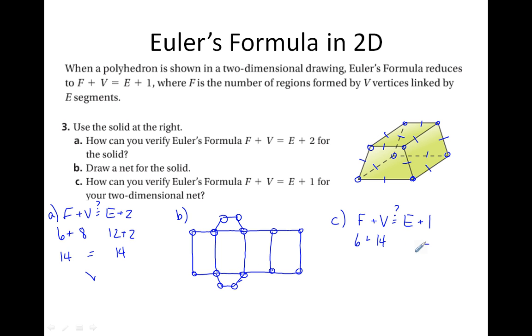All right, number of edges. 1, 2, 3, 4, 5, 6, 7, 8, 9, 10, 11, 12, 13, 14, 15, 16, 17, 18, 19. Okay, so on this side I get 20. On this side I get 20. Since those two numbers are equal, we have verified Euler's formula for our two-dimensional net.